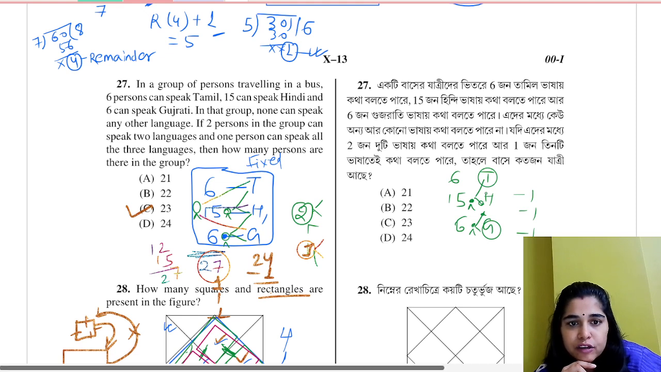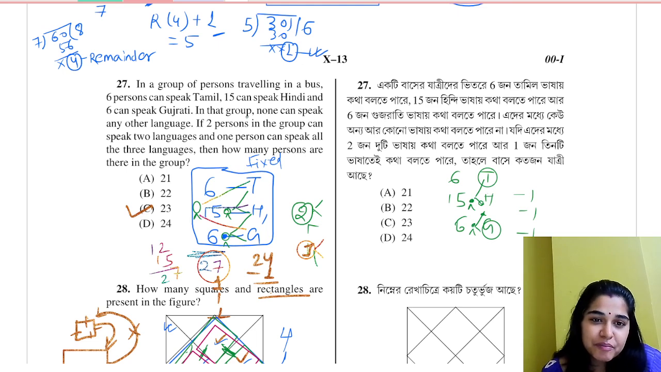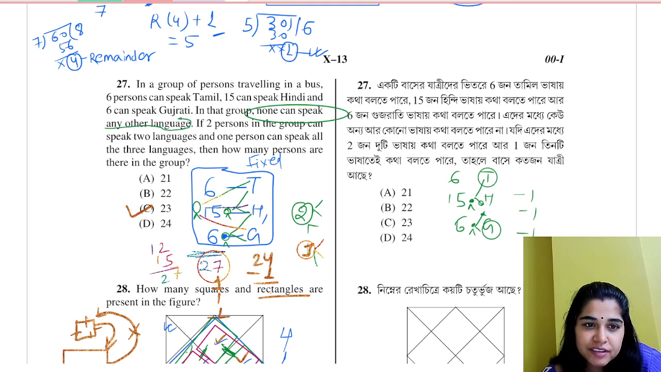Six can speak Gujarati. In that group, none can speak any other language. If two persons in the group can speak two languages, I am speaking two languages, Hindi and English, and Hindi and Gujarati. A person is saying Tamil and Hindi. Two people are saying two languages. They are saying one thing that's missing here: none can speak any other language. They are saying none can speak.